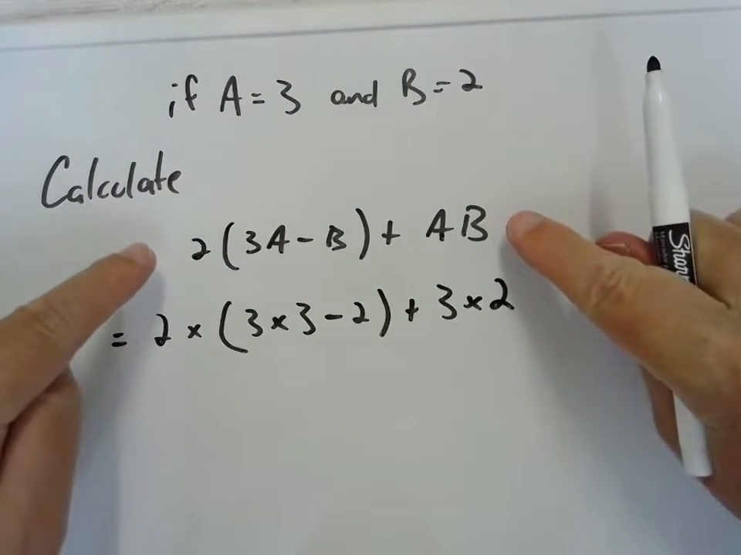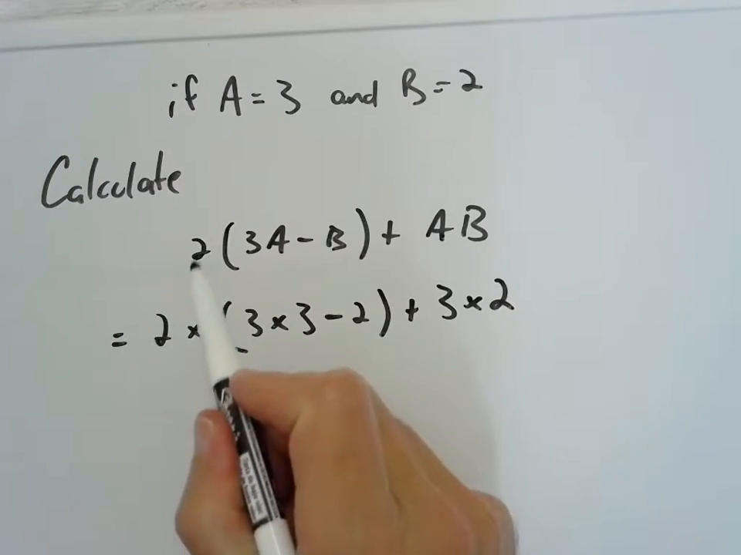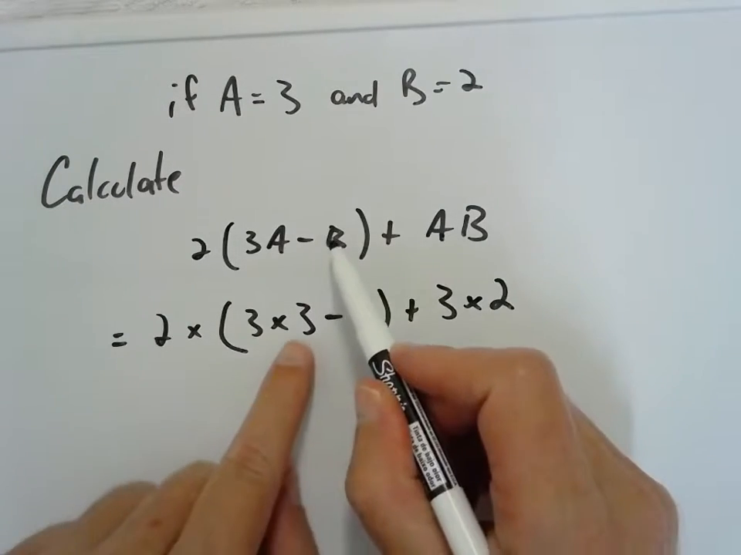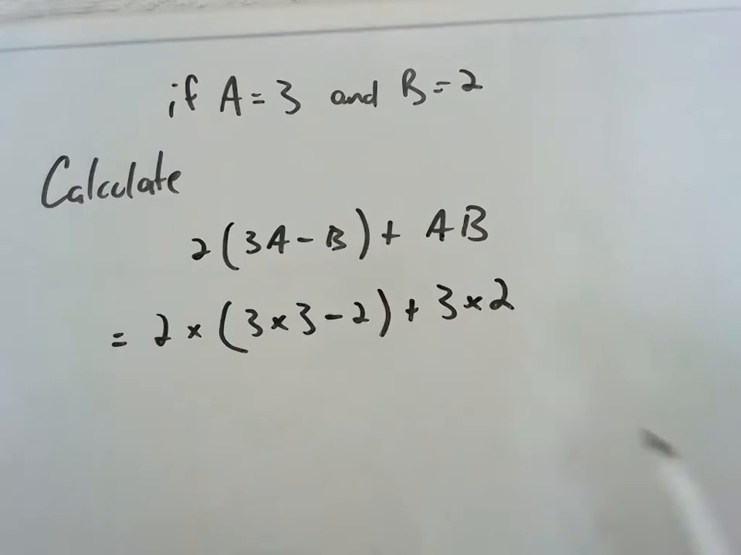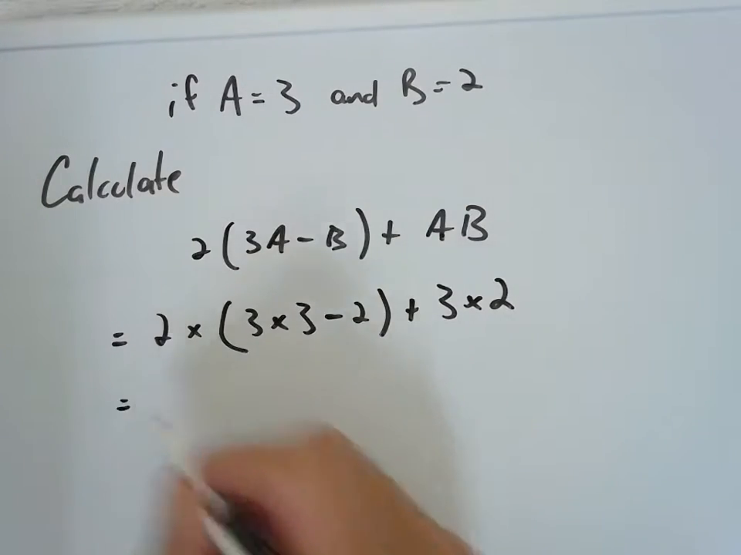You can see how I work down the page, and you can see the 2 and the 3 and the b and the a and the b, they all come down. It makes sense, it's logical. Make sure you do your working out, makes it much easier.